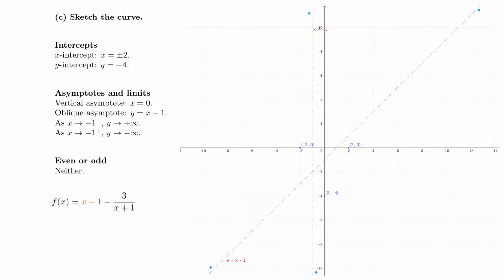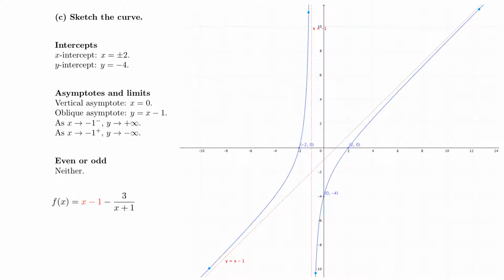Now that we know what the function goes to as x goes to positive and negative infinity, as well as when x goes to negative 1 from both sides, we can simply draw a line through these points and intercepts to sketch the function and finish the graph.